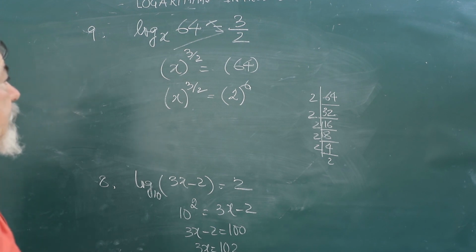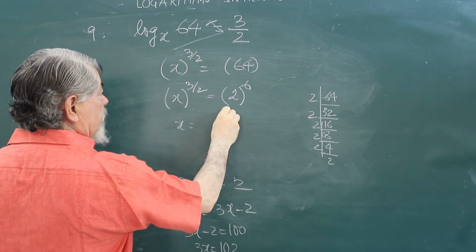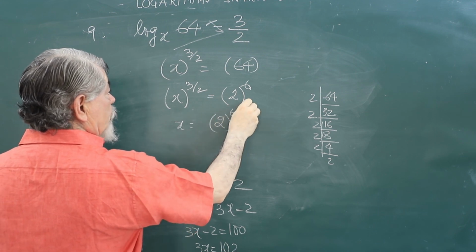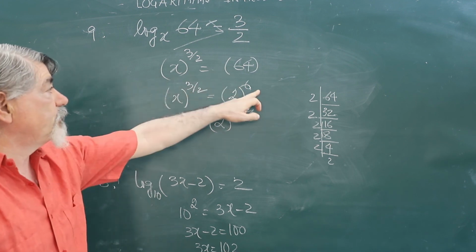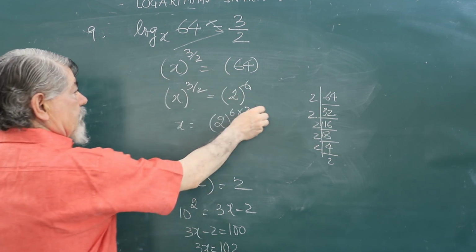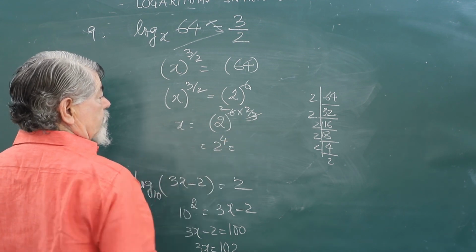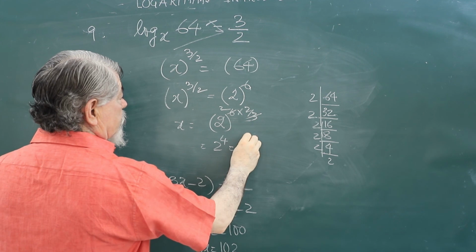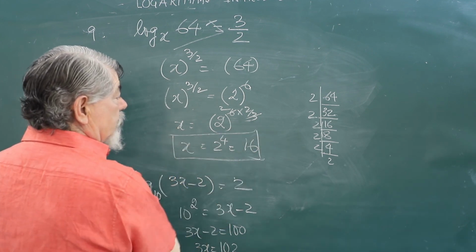So, how are we going to calculate x? x will be equal to 2 to the power 6 into 2 upon 3. We take the power from this side to that side, it becomes 2 upon 3. So, 3 2s are 6, so 2 to the power 4. So, x is equal to 16.